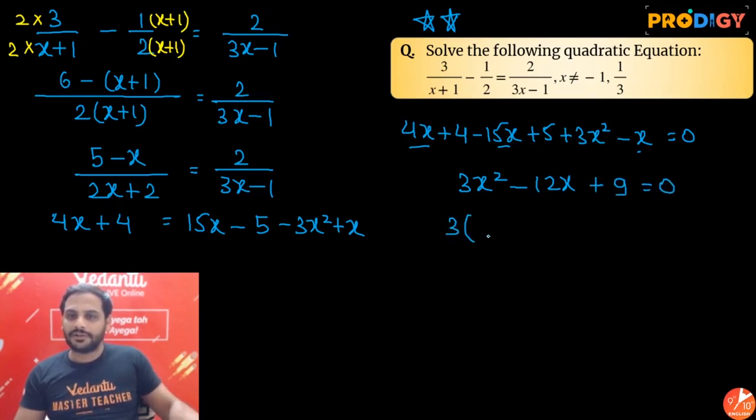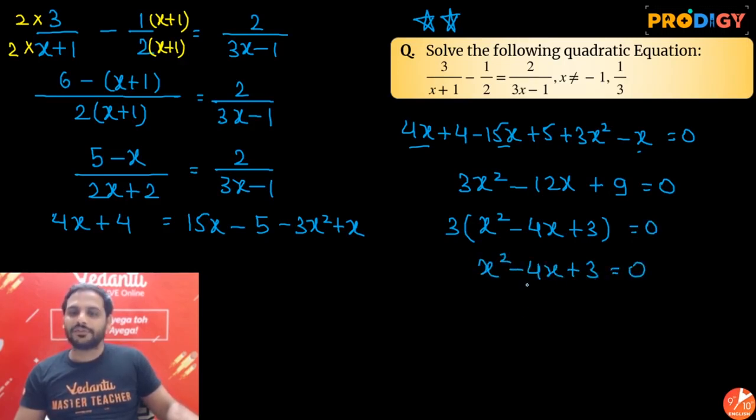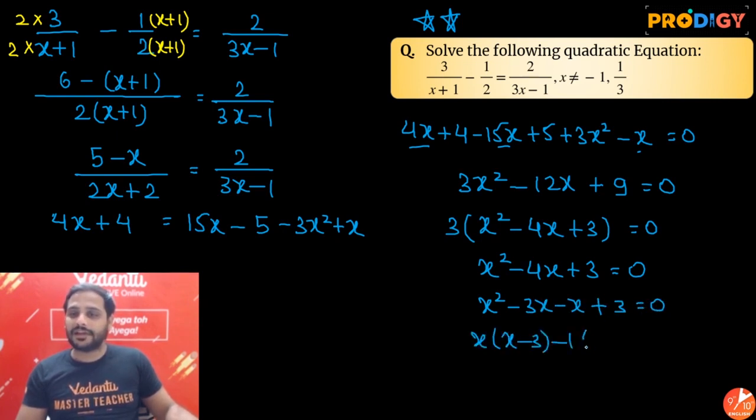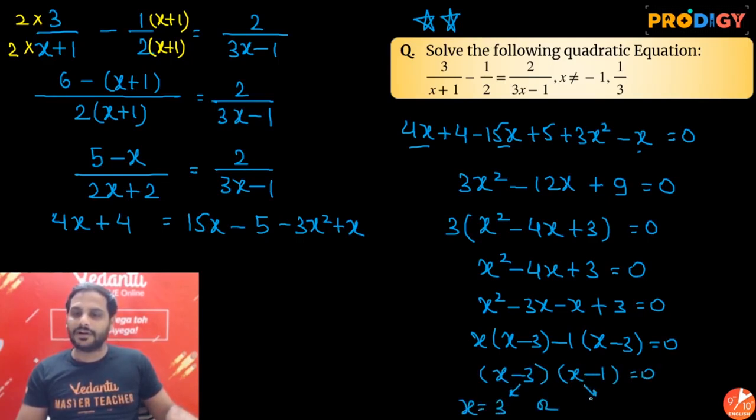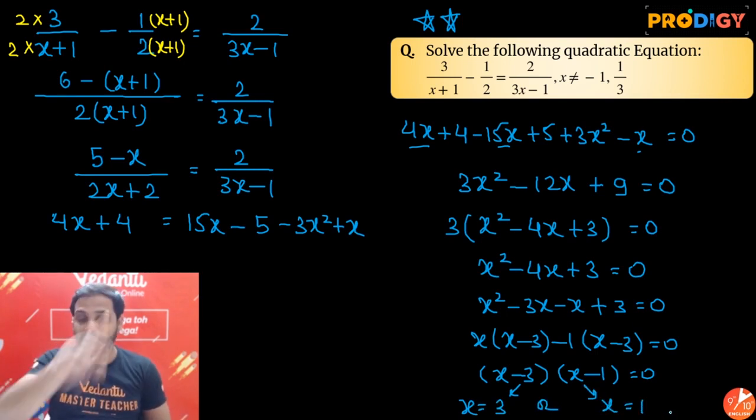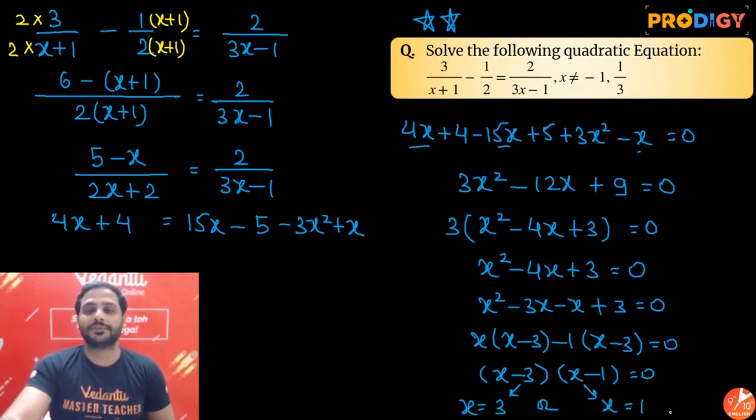You can take 3 common. We are left with x square minus 4x plus 3 equal to 0. Now splitting: the splitting will be minus 3 and minus 1. So x square minus 3x minus x plus 3 equal to 0. We'll get x into x minus 3, here minus 1 into x minus 3 equal to 0. So we have x minus 3 into x minus 1 equal to 0. From here, x is equal to 3 or x is equal to 1. These will be my two correct solutions.